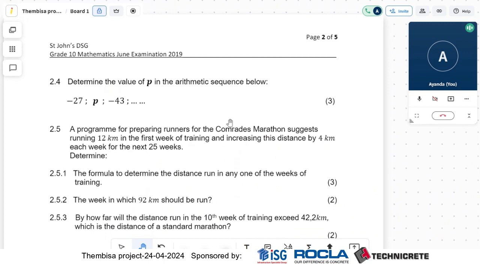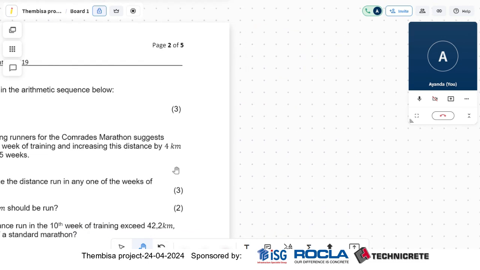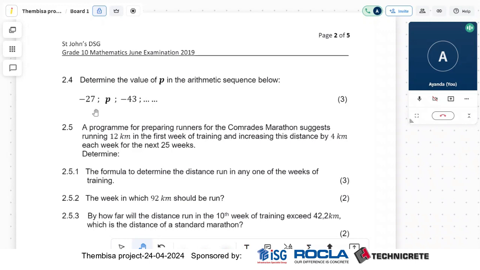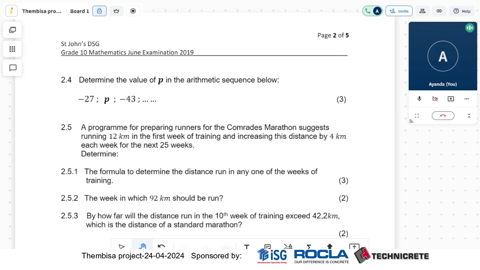Question 2.4. Here we're asked to determine the value of p in the arithmetic sequence below. So an arithmetic sequence, we know, has a common difference, d. So negative 27 is our first term. We've got p, and we've got negative 43. Let's think about this for a little bit. In order to get to p, we need to add 27. And in order to move from p to negative 43, we need to subtract p.